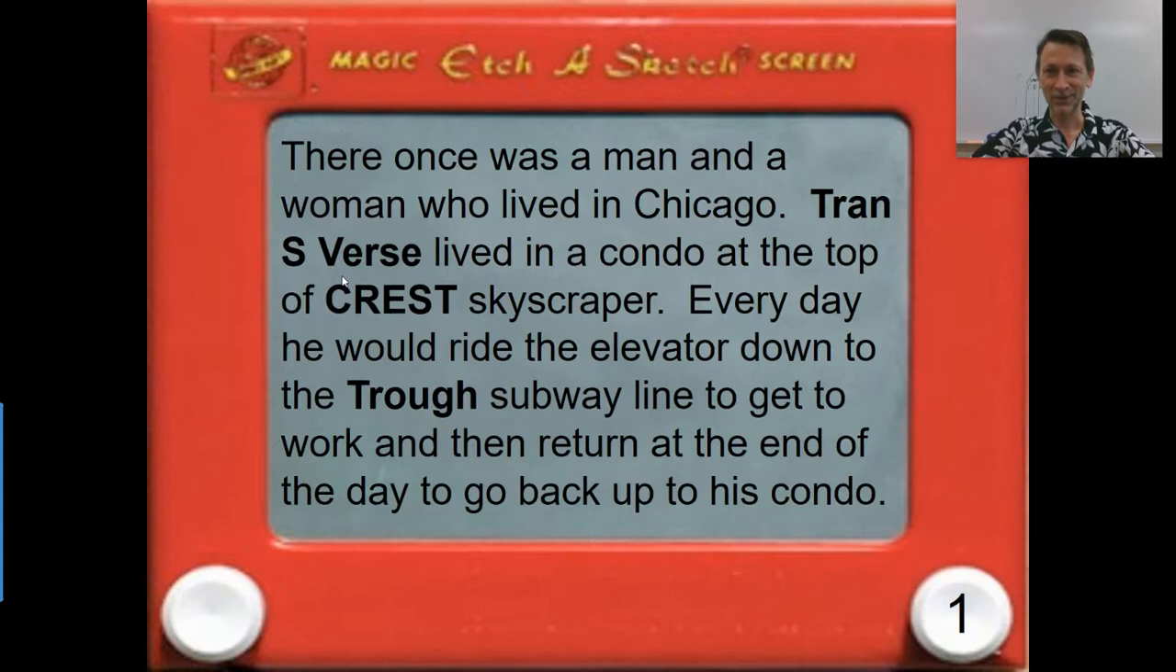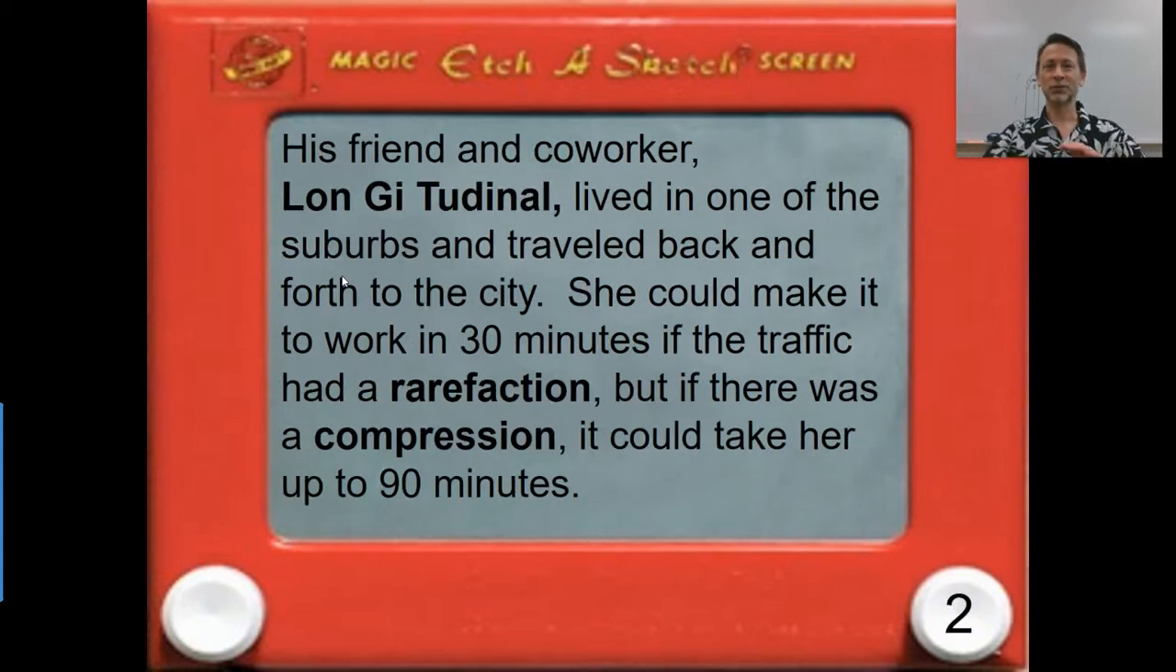Okay, number 2. His friend and co-worker, Longitudinal, lived in one of the suburbs and traveled back and forth to the city. She could make it to work in 30 minutes if the traffic had a rarefaction, but if there was a compression, it would take her up to 90 minutes.